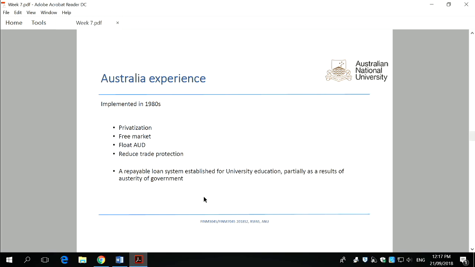Relative to students, they also established a repayable loan system for university education, partially out of the government's austerity to reduce government debt and spending. Before this system was established, Australian citizens could go to university free. Because the expenses were all coming from government expenditure, to reduce this they implemented a loan system. You can apply for a loan from the government and then pay it back after you graduate. And this is still the case today.